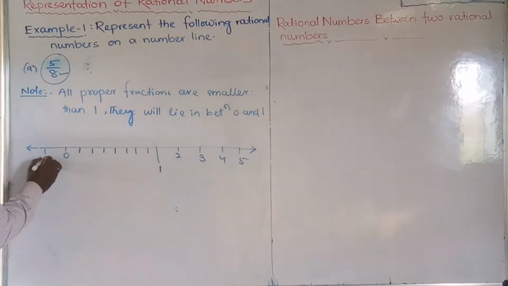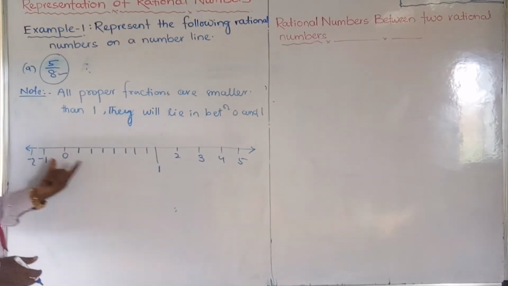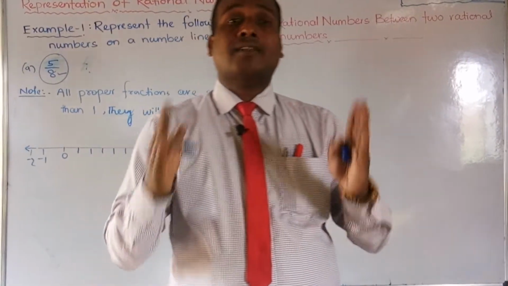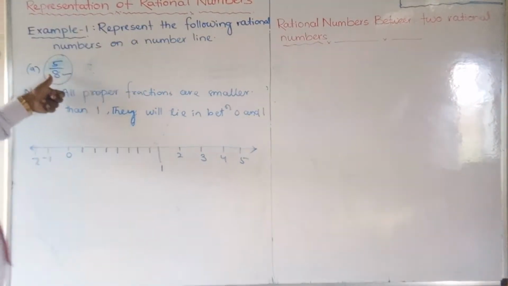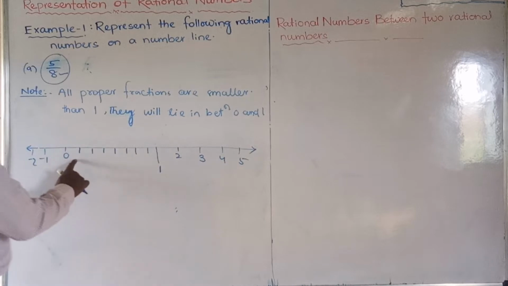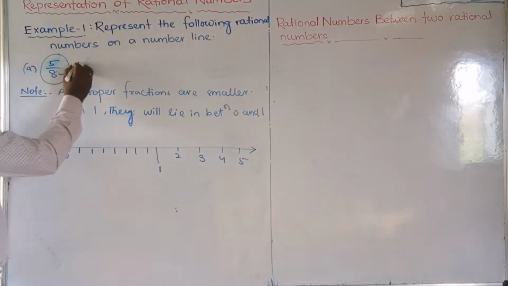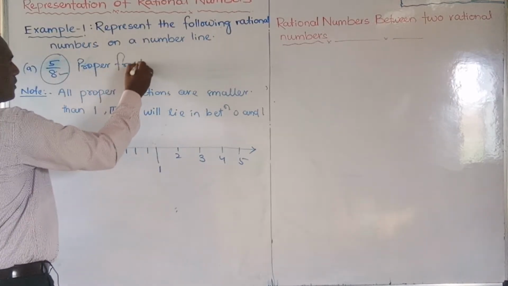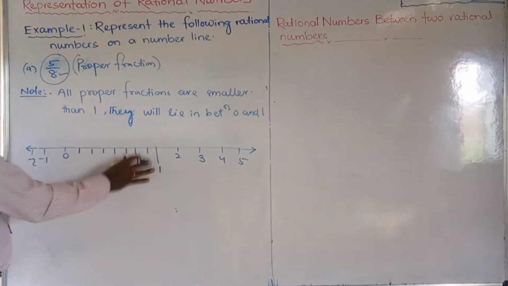On this side you can put -1. You will say, sir, how can there be this many numbers? Yes, students, because between 0 and 1, which are two rational numbers, there are infinite rational numbers. So you have to make as many parts between 0 and 1 as the denominator, because this is a proper fraction. This rational number is a proper fraction, so we can show that it will lie between 0 and 1.